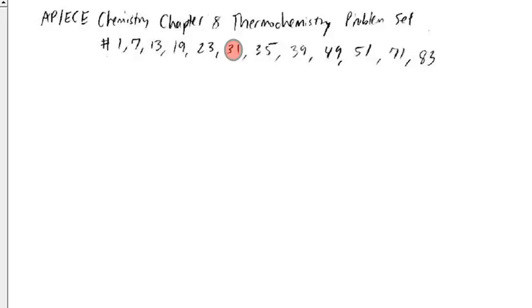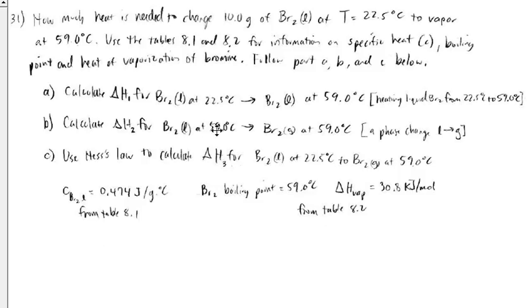Let's take a look at problem number 31. In problem 31, you're asked to consider how much heat is needed to take 10 grams of liquid bromine at a certain temperature, that's 22.5 degrees Celsius, to vapor at 59. And they ask you to look at some tables and find some information. So there are 3 parts here. You're finding the enthalpy change to take the liquid bromine at 22.5 degrees Celsius to the boiling point, which you get from the table as 59 degrees Celsius.